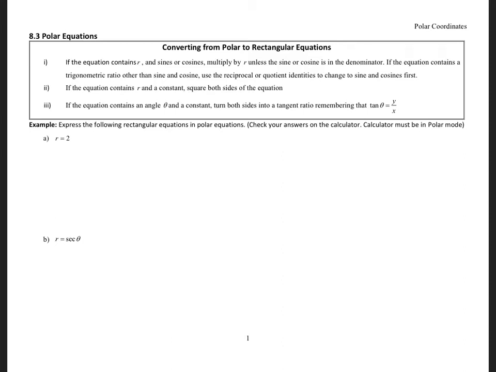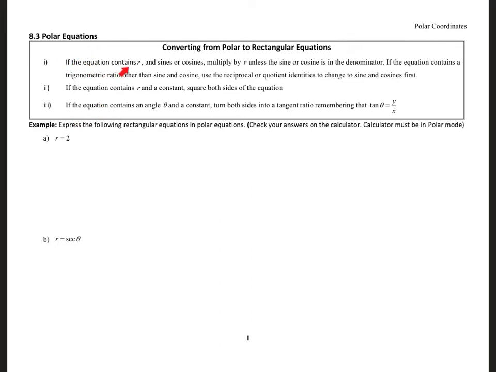In this video, we are looking at polar equations, and we are going to see how to convert from polar to rectangular and rectangular to polar. So here are three guidelines that we are going to follow.